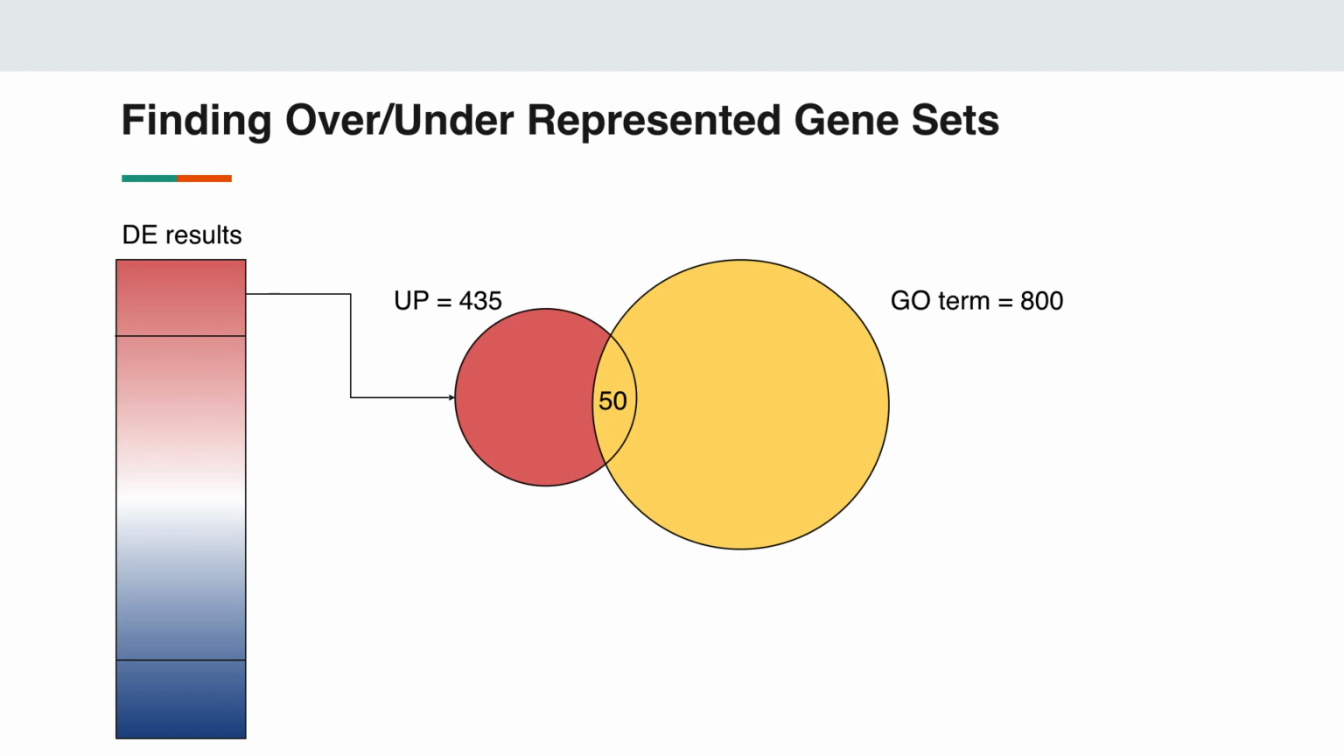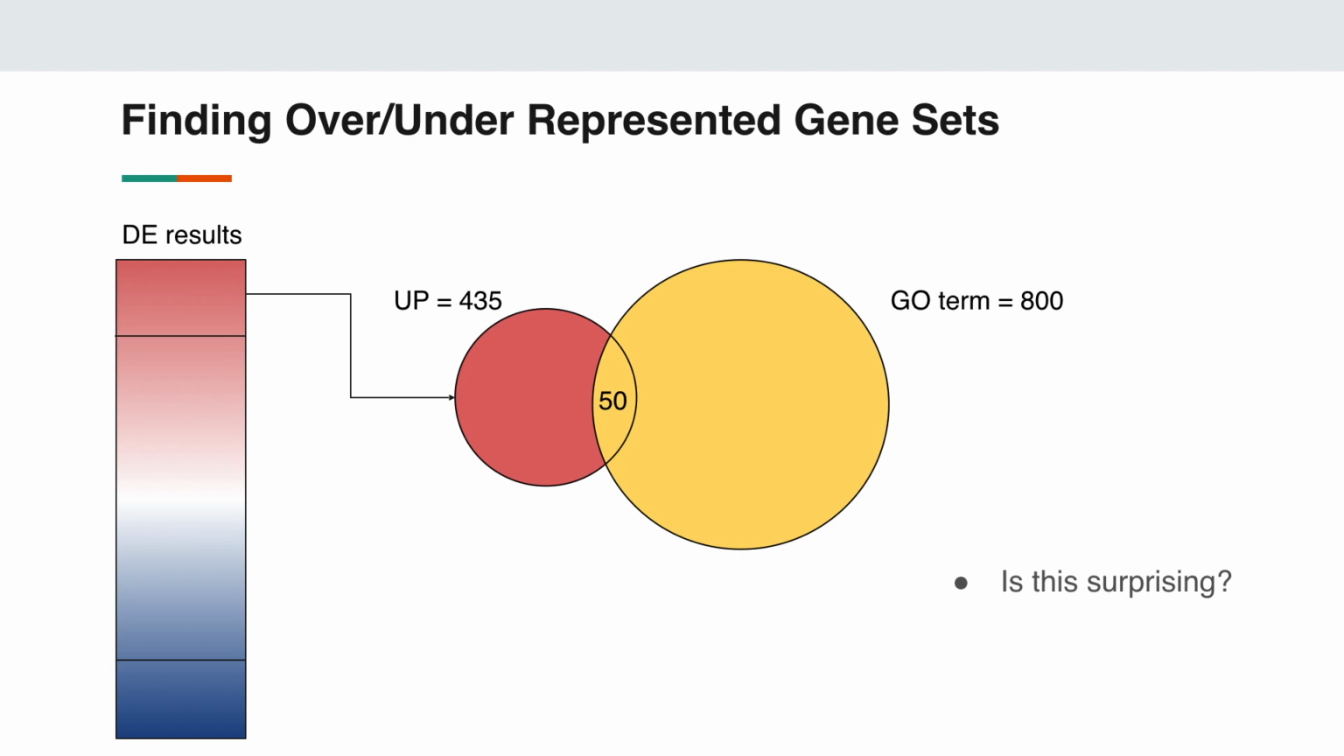And now we examine what this list of genes has in common with a particular GO term of our interest. So this includes, for example, 800 genes. And you realize that the overlap between your list and this GO term means that 50 genes that belong to this particular pathway or cellular component are also present in your list of genes that were upregulated. And the question you want to ask now, is this surprising?